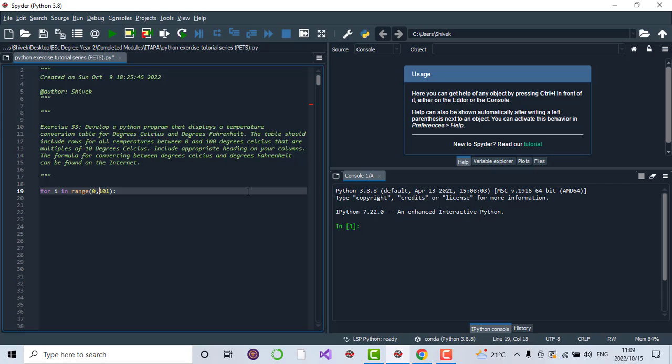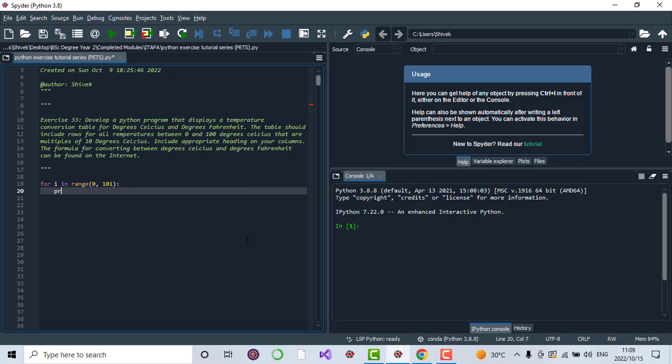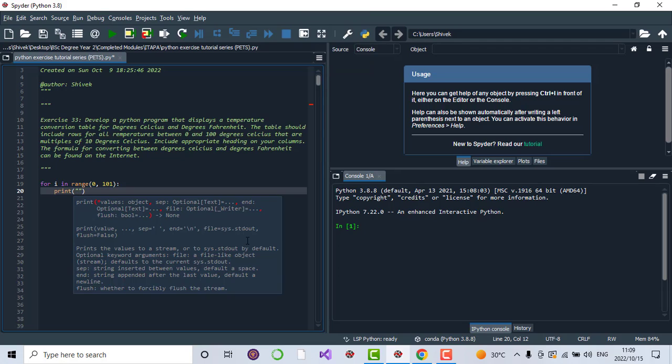Also, it's not compulsory for you to pass the 0. By default, the range function defaults to 0. So that's fine. I'll pass it in just for viewing purposes and understanding purposes. Next, we'll do a simple print.